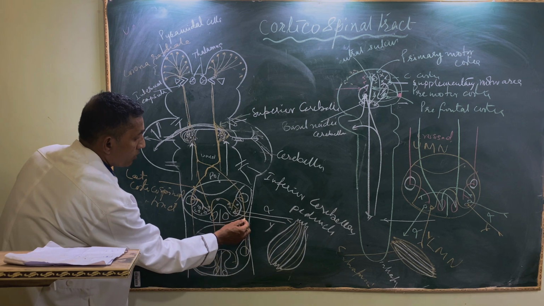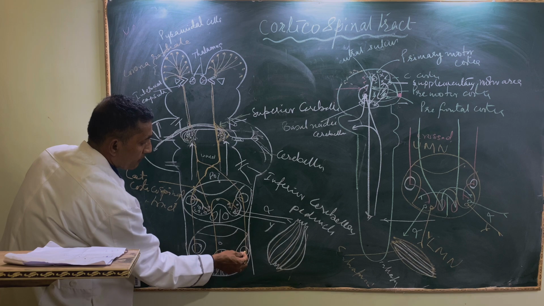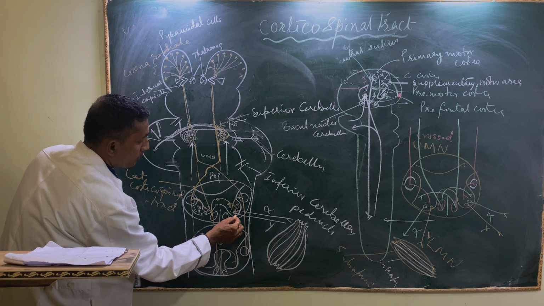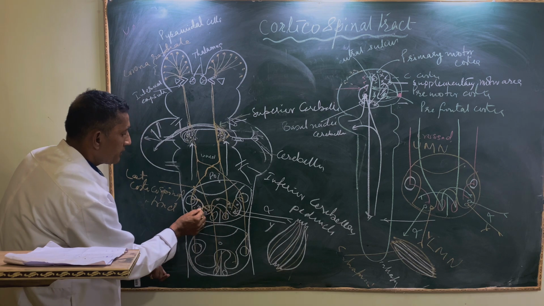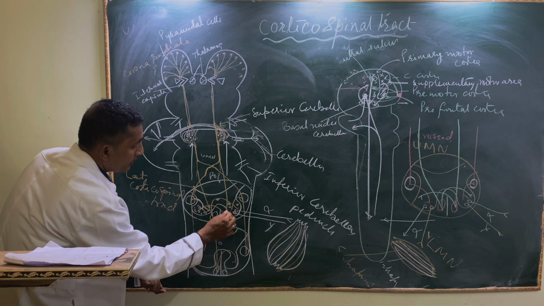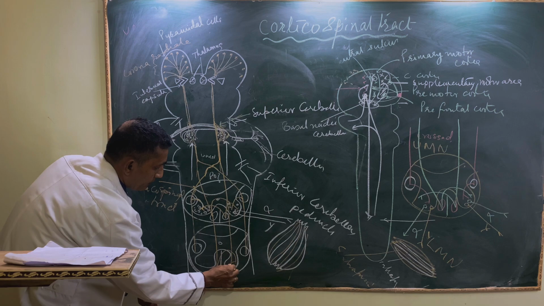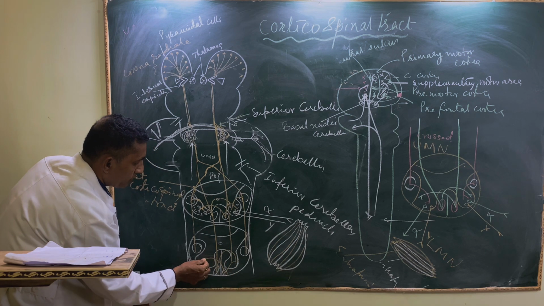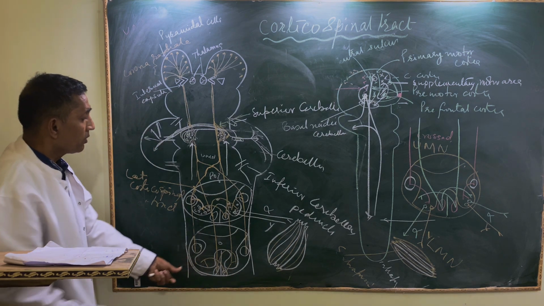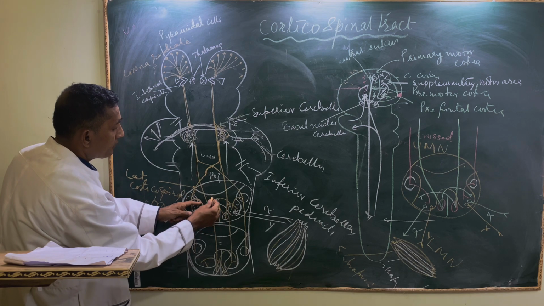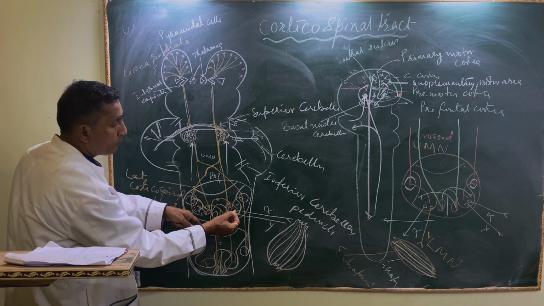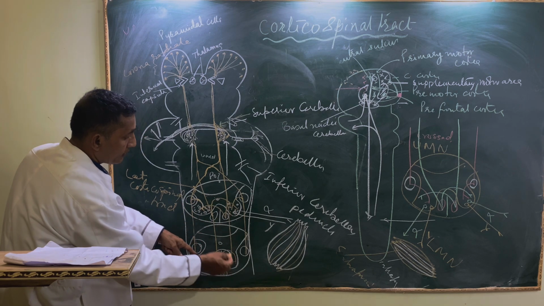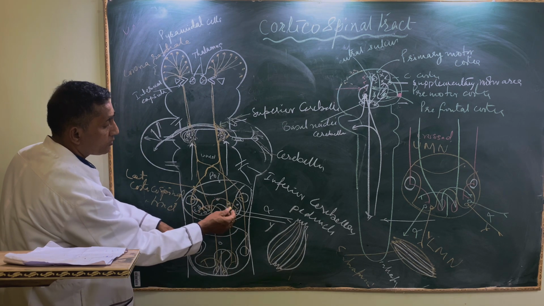Now from this also, the fibers which move through this terminate here on the opposite side. Here also the fibers are controlling the opposite side of the ventral horn. So here the fibers terminate, supplying and controlling the opposite side. Here the fibers are crossed.